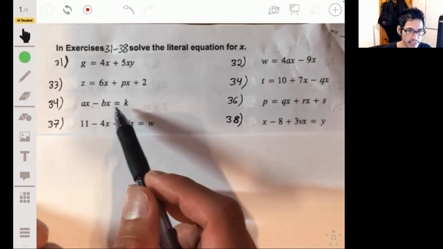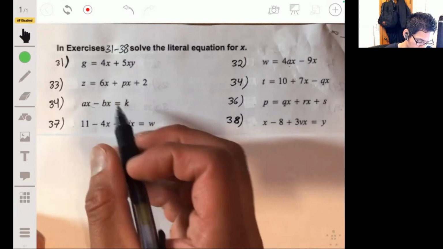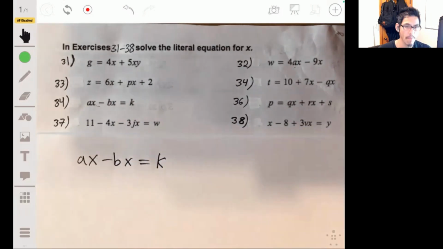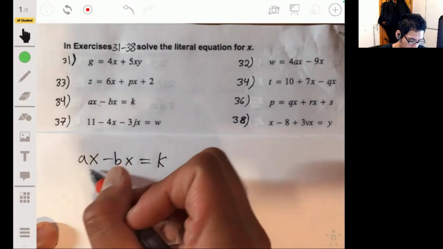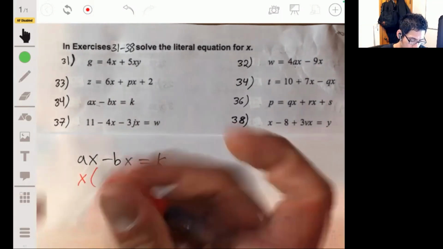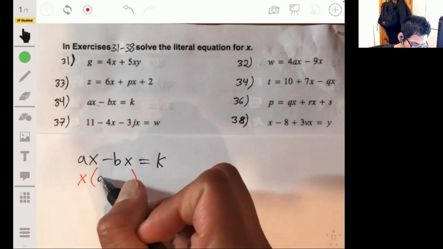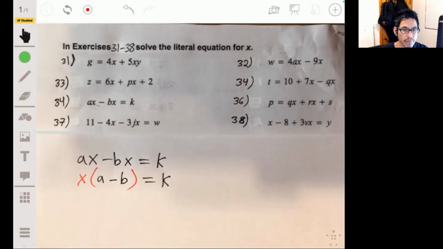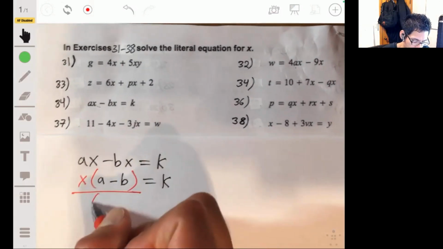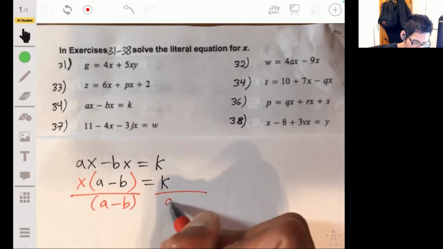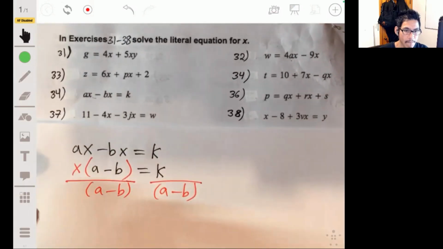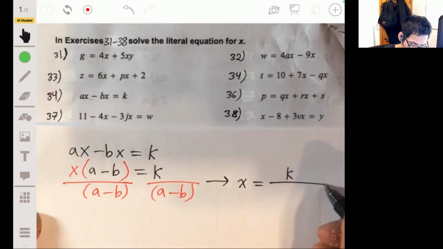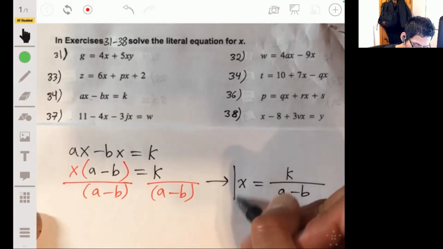34, we got ax minus bx equals k. Again, by factoring out the x on the left, we get x times a minus b equals k. And you know what? This might be the easiest one of all. Divide both sides by a minus b. And you get x equals k over a minus b.